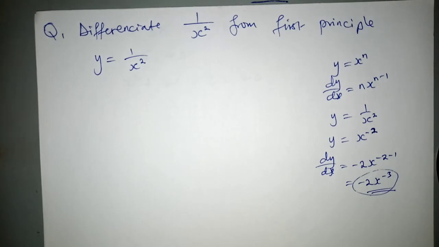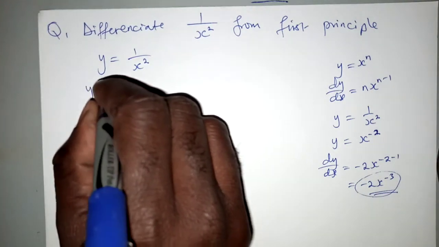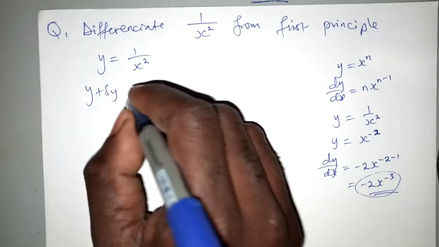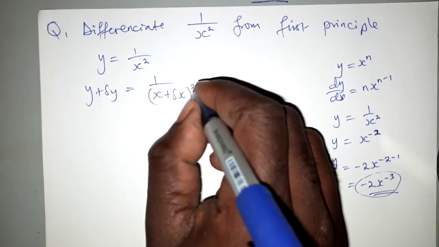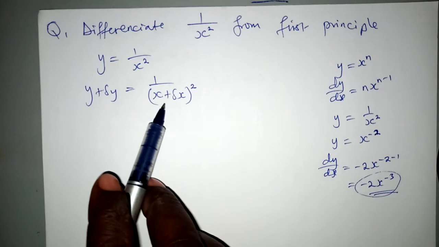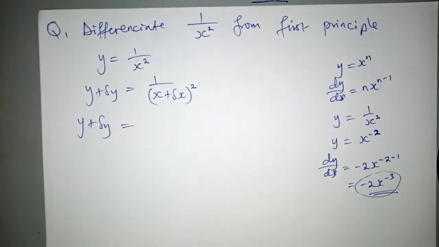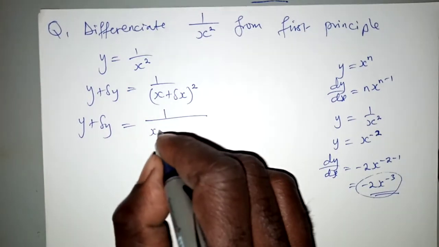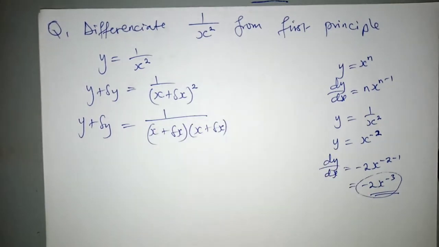If you are to differentiate from first principle, you are going to add the increment in y and the increment in x as well. So we have y plus increment of y, which is delta y, is equal to 1 all over x plus increment in x, which is delta x, everything square. From here, if you expand this bracket, we are going to have something like this: y plus delta y is equal to 1 all over x plus delta x into x plus delta x.